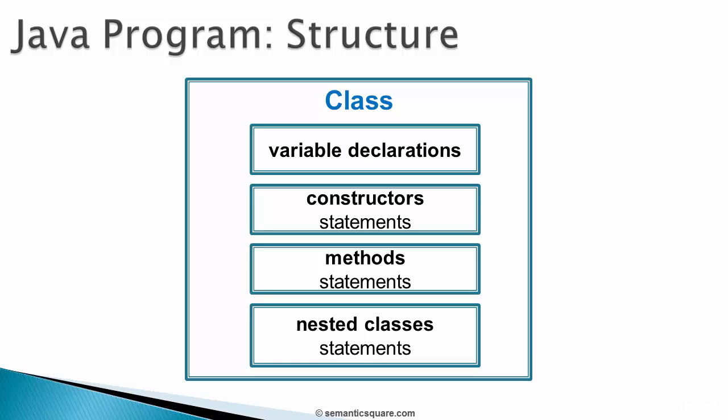Here this diagram illustrates what constitutes a class. What we see here are the elements or program constructs in a class. We have variable declarations, constructors, methods, and nested classes. Variables, constructors, and methods will be introduced in the next chapter. Nested classes will be introduced towards the later part of the course.